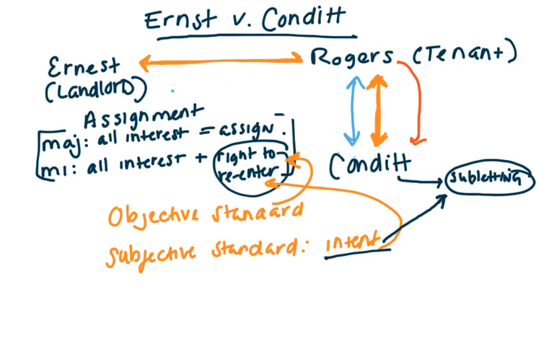Because we have an assignment, that means that Condit is going to be liable to Ernest for payments based on privity of estate. If you don't like this case, I'm right there with you. I don't like it much either, but it is here and we are going with it. So what do you need to know for exam purposes?